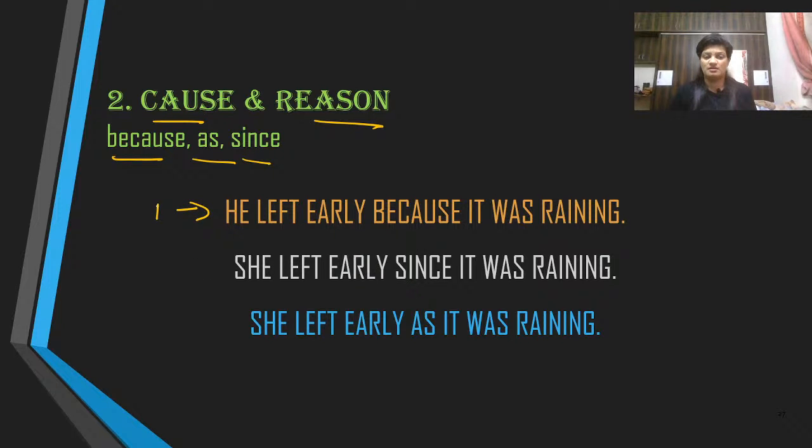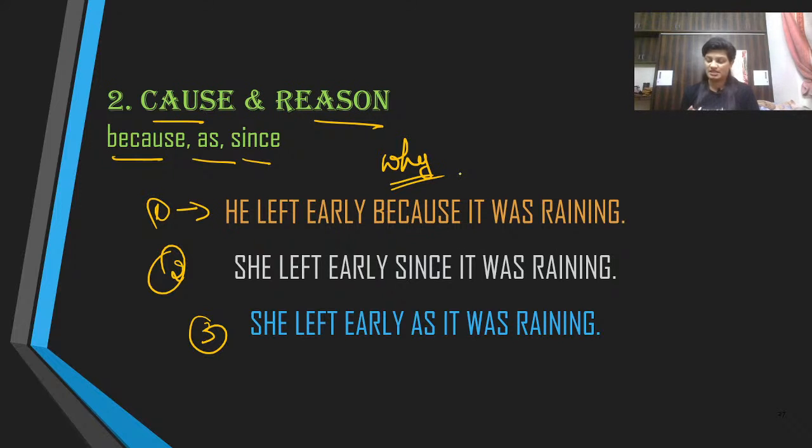Number 1, 2, and 3. He left early. Here, the question that you have to ask yourselves is why? Why did he leave early, guys? Because it was raining. That is why he left early. Similarly, she left early. Why did she leave early? Since it was raining, of course. She left early. Why? As it was raining.